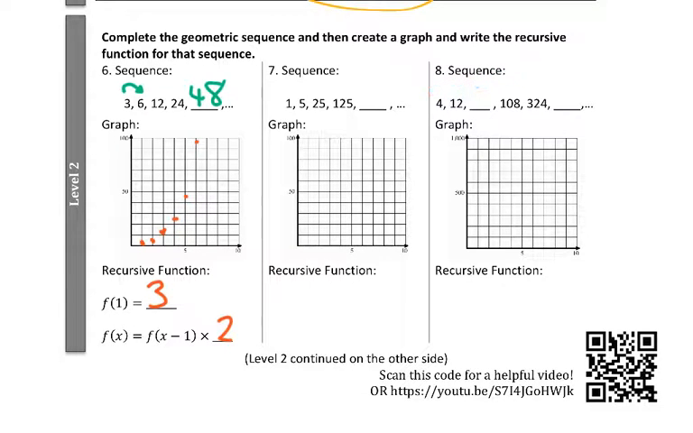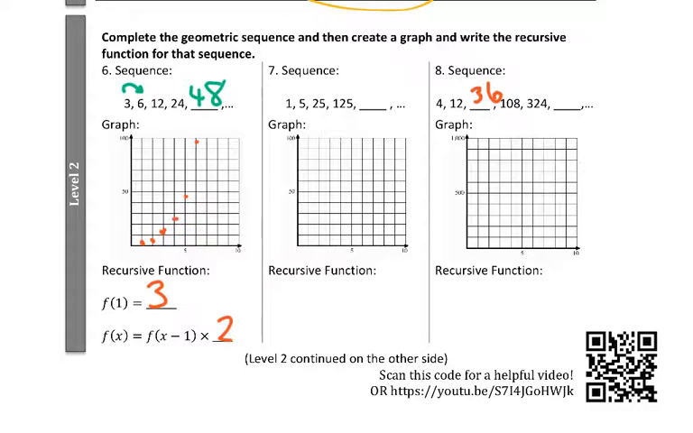So chances are, because of the speed at which these numbers are growing, we're multiplying by a number. So you could pick a number and divide it by the number before it. 12 divided by 4 equals 3. I think it's worth checking to see if that's true, if we're multiplying by 3 every time. Well, 4 times 3 is 12. 12 times 3 is 36. 36 times 3 is 108. And then times 3 is 324.